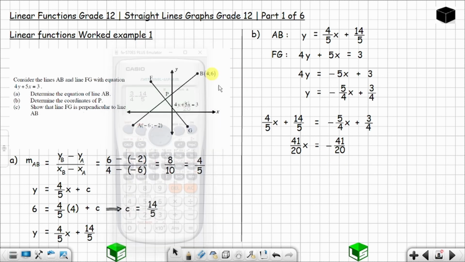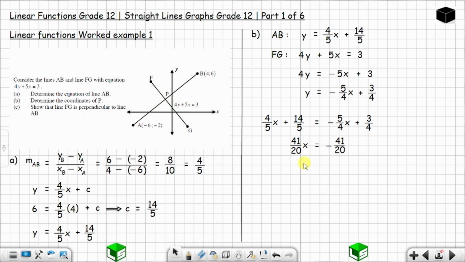You can see that. Now you need to get your x. What you can do is multiply by 20 over 41 so that you can have cancellation. So you multiply this by 20 over 41 so that this 20 and this 20 will cancel, this 41 and this 41 will cancel. What you do on the left, you also do on the right. You're also going to multiply by 20 over 41.